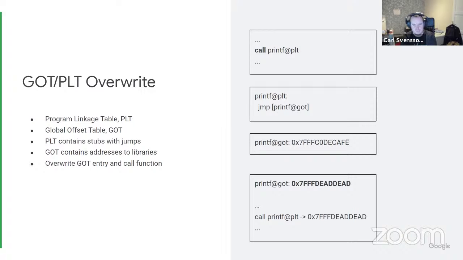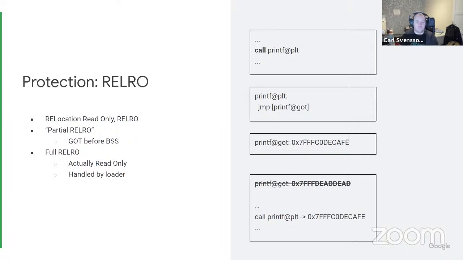So this is the mechanism to do dynamic linking of code. And there's a protection against this called RELRO, or relocation read-only. There are two variants of this. There's a very weak one called partial RELRO. The only thing this does is place the global offset table before any global variables in memory.